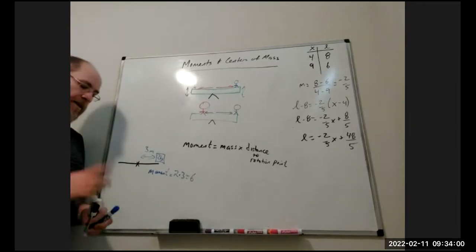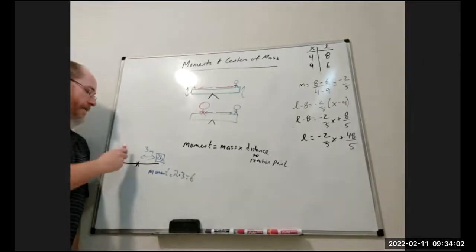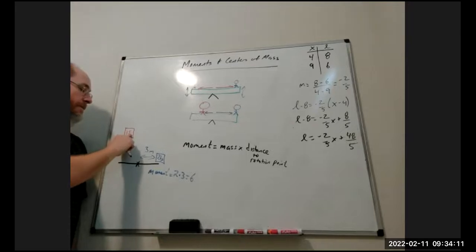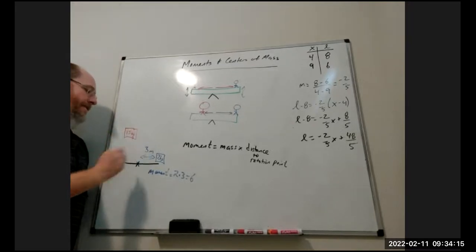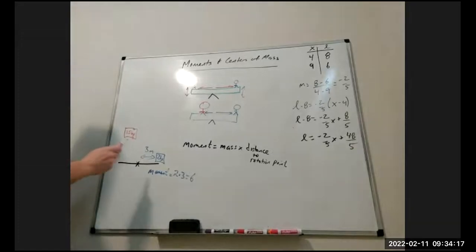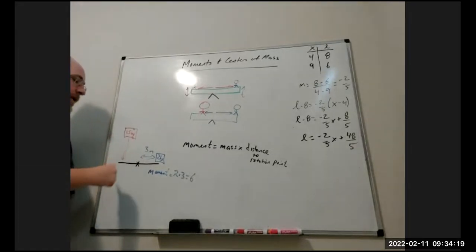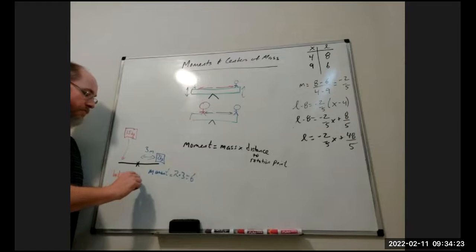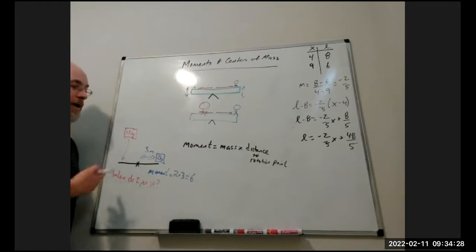All right, so I'm going to put another mass on the other side. But on the other side, this mass is only going to be 1.5 kilograms. So here's my question. Where do I put it? If I want it to balance, where do I have to put this?